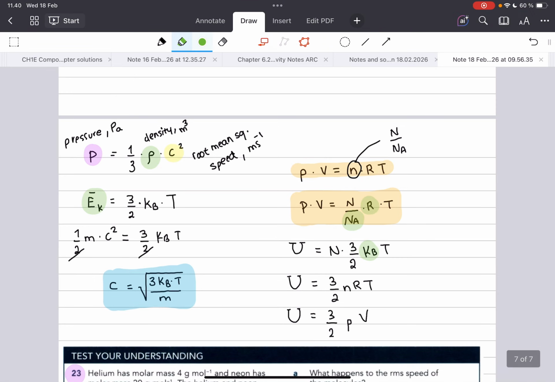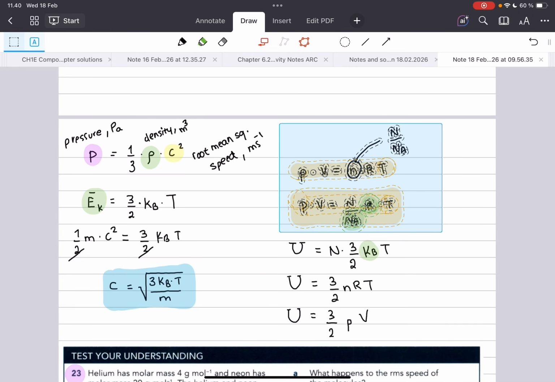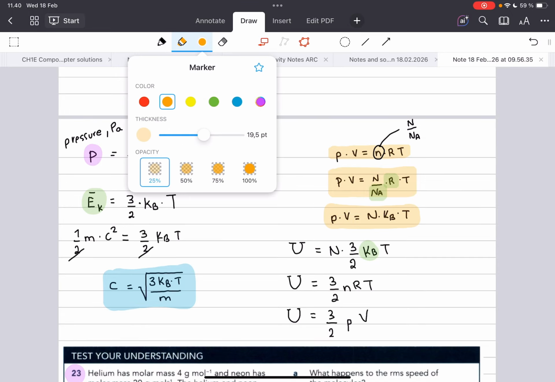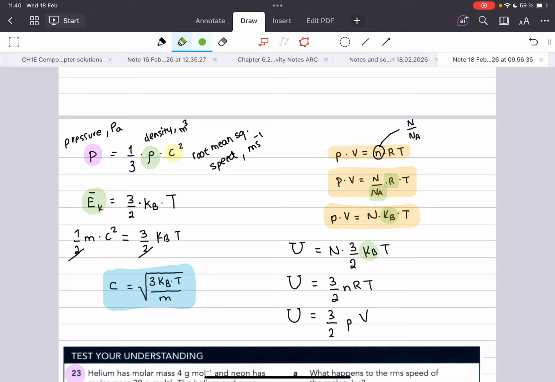Now, you could write this as P times V equals N kB T. So you're also allowed to write the equation of state this way because R over Na, they form that kB, the other constant.